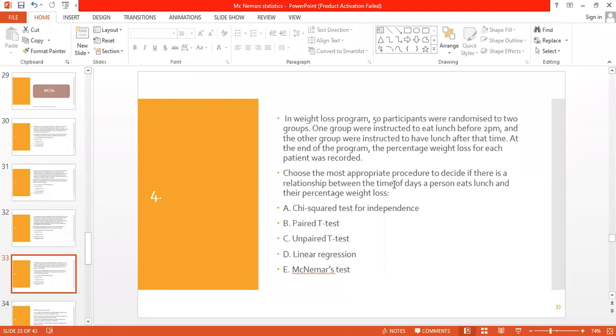C. Alpha chi-square test for independence. C, unpaired t-test is the right answer.